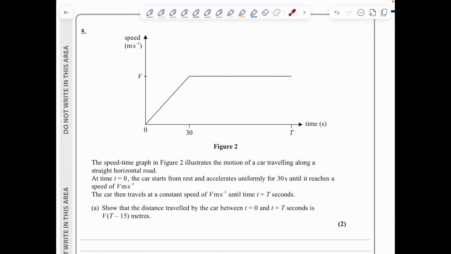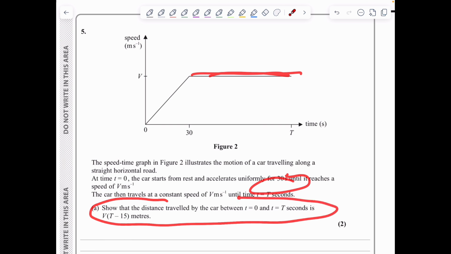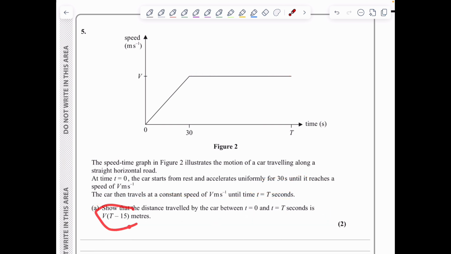In question 5, we've got the speed-time graph in figure 2 illustrating the motion of a car traveling along a road. At time t0, it starts from rest, as we can see, accelerating uniformly for 30 seconds, attaining a speed of v, and maintaining this speed until t is capital T. We need to show that the distance traveled by the car between t0 and t is capital T is given by capital V times capital T minus 15.